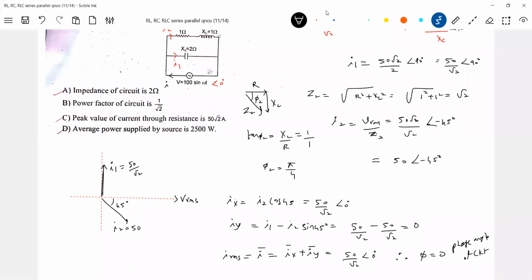Let's come to this one. So now we know IRMS, we know VRMS. Can we calculate the impedance? What is the basic formula? Z equal to VRMS by IRMS. VRMS is how much? 50 by root 2. Sorry, 50 root 2. And what is the IRMS value? 50 by root 2. So 2 ohm is what? Impedance.